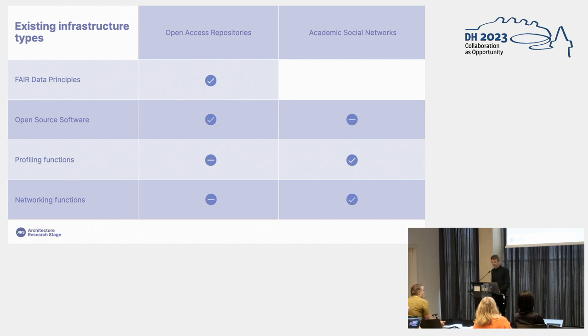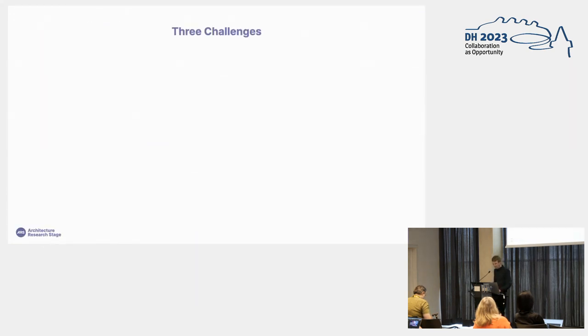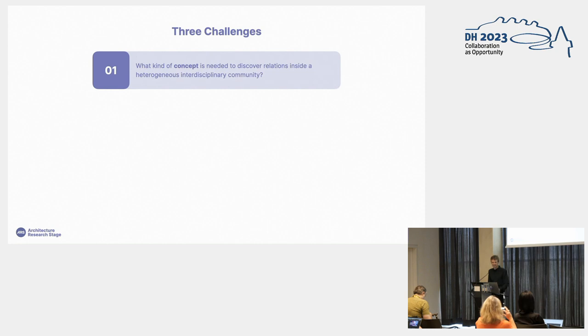But the point is, this is not open source software. You can't adjust it to your special community needs, and of course there are no FAIR data principles. So that's why we think, and the most important thing is that they still don't give you a solution about three challenges we have in architecture research.